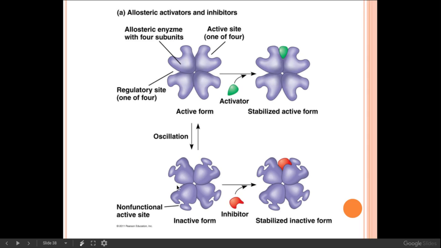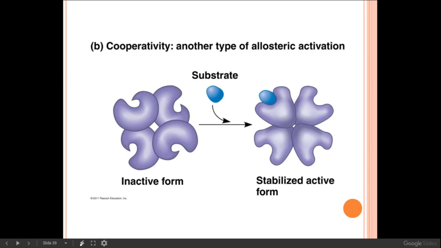But in this form, if an inhibitor is present, then it ends up getting stuck in the off position after it's oscillating back and forth. And as it's turned into the off position, you end up having all of the active sites shut down. And so now it's off in a sense. So this is locked into an on position, and this is locked into an off position. So it's an activated and inhibited situation. So that would be an activator, and that's an inhibitor.